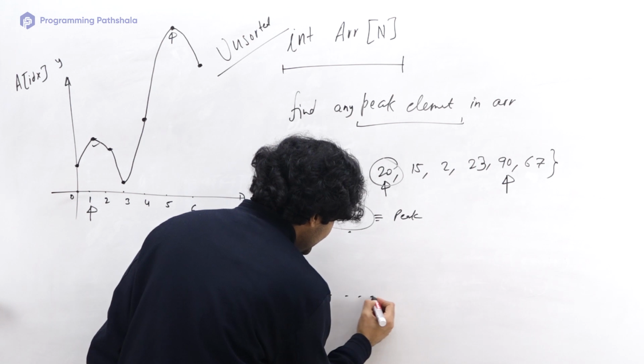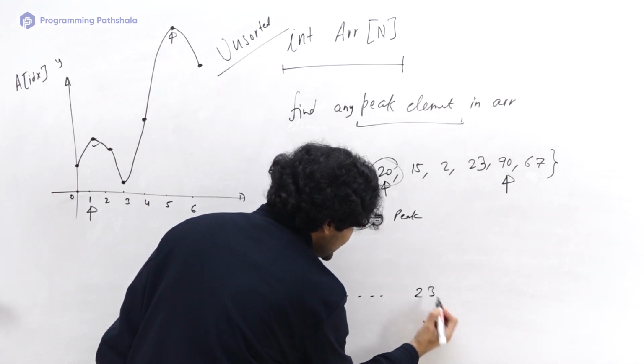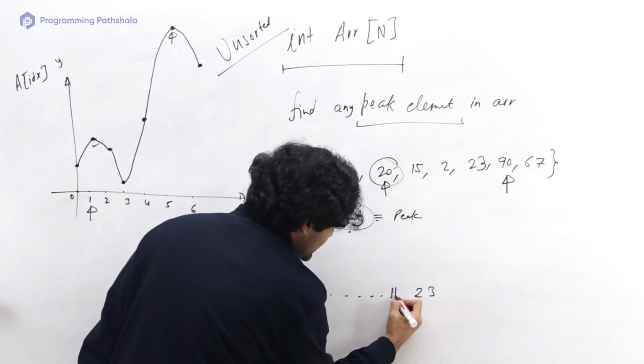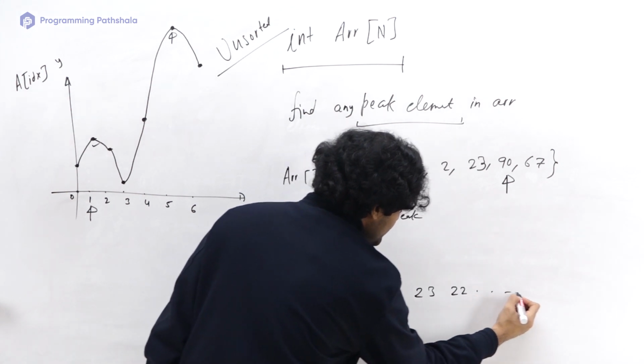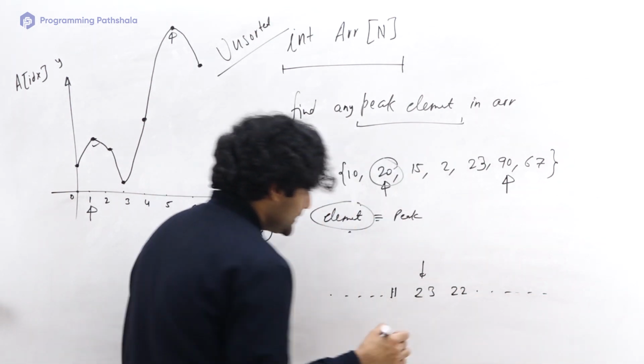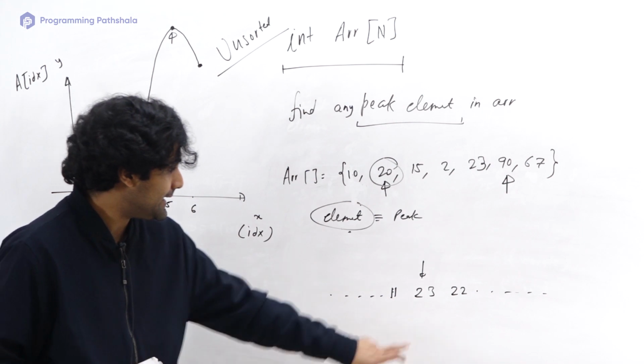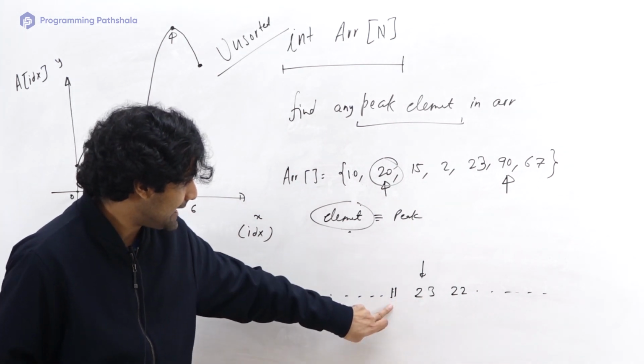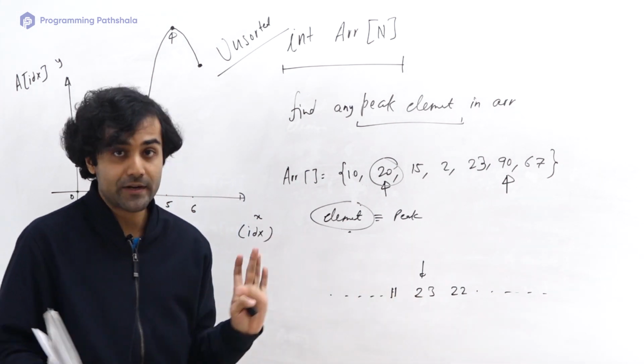So if let's say you had an array where your array of mid was 23 and left side had 11, right side had 22, and this was your mid, and here you would have happily said that, hey, this happens to be neither smaller than left nor smaller than right, so this is your answer.